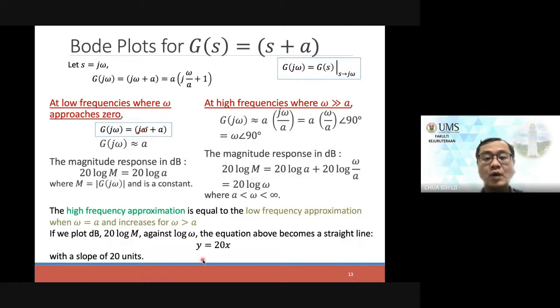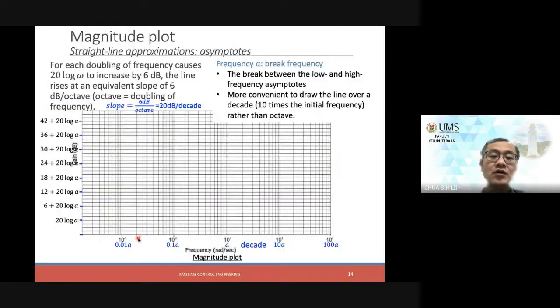We will use y equals 20x, with a slope of 20 because of this 20. When we plot it, the magnitude in the plot, the first thing is we need to draw the axis. So this axis, 10 to the power of 0 means 1, and that probably represents the A value, the A value that we start with.